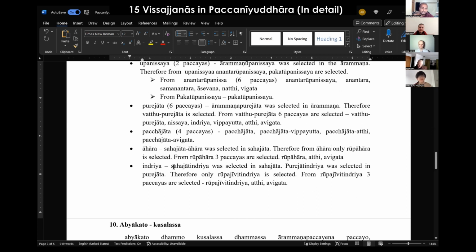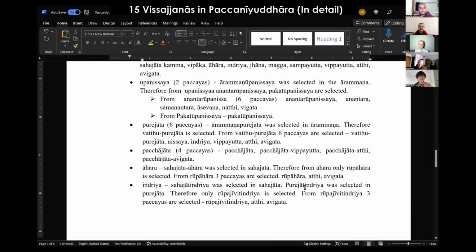So Sahajata Indriya was selected in the Sahajata group, and the Purejata Indriya was selected in the Purejata group, right here. So therefore, here we only select the Rupa Jivita Indriya. From Rupa Jivita Indriya, there are 3 Paccayas: Rupa Jivita Indriya, Atti, Avigata, which means the Rupa Jivita Indriya Atti and Rupa Jivita Indriya Avigata.